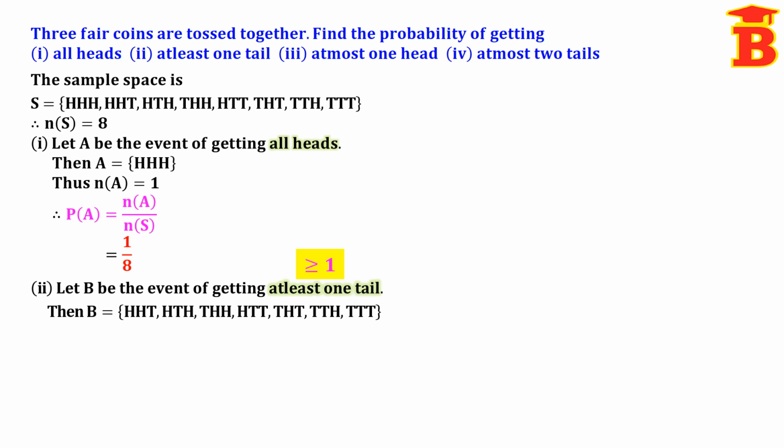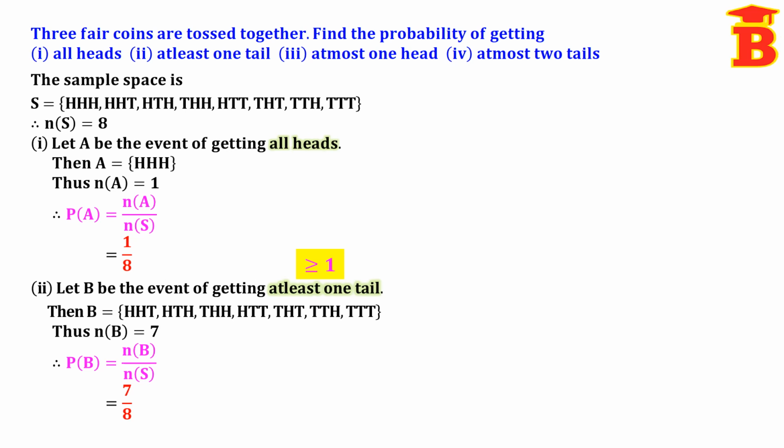And count and write. Here we have 7 possibilities. So n of B equal to 7. Using the formula P of B equal to n of B divided by n of S, that is equal to n of B is 7 divided by n of S is 8. So the answer is 7 by 8.